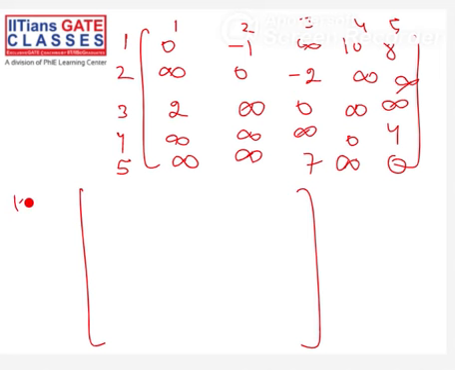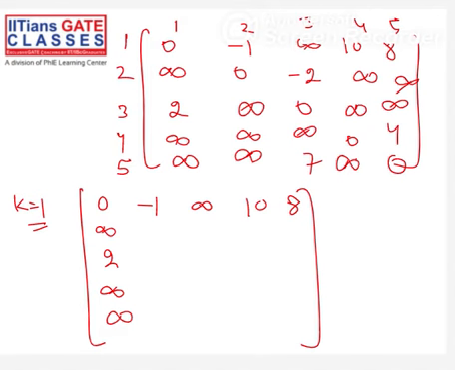This is for k equal to 1. This becomes what? This will remain same. 2, infinity, infinity, minus 1, infinity, 10, 8. This is still 0. So 2 to 3 is 2 to 1, 1 to 3. 2 to 1 is infinity. So this is minus 2. So 2 to 4 is 2 to 1, 1 to 4. This is also infinity.